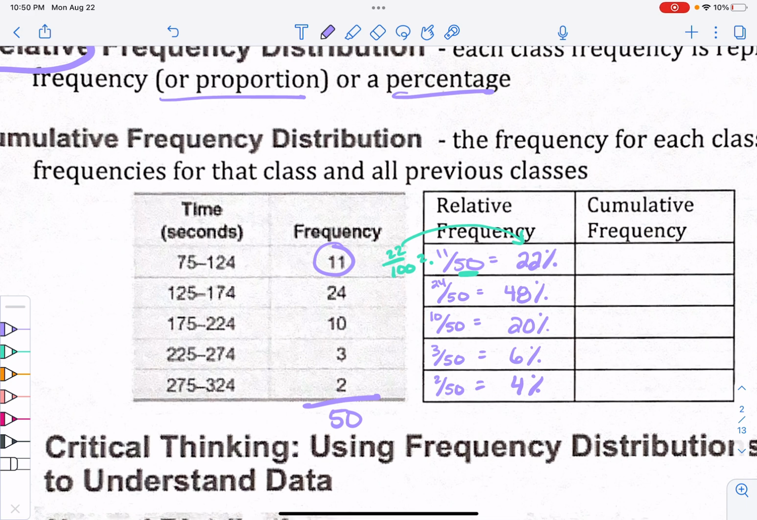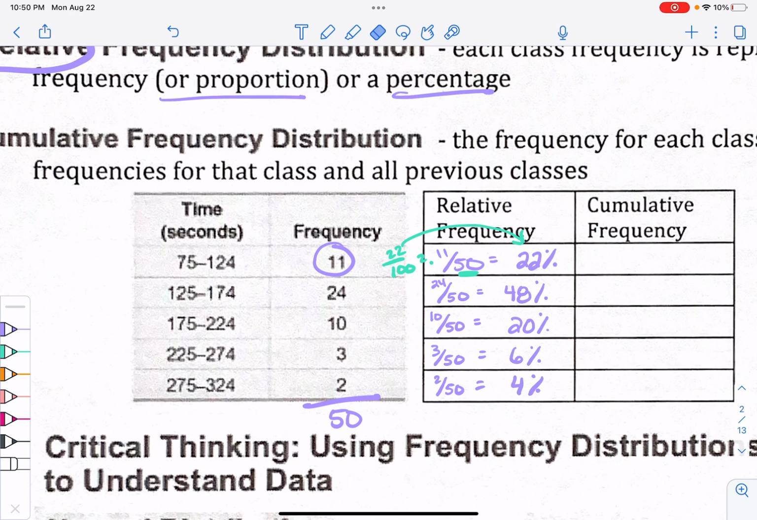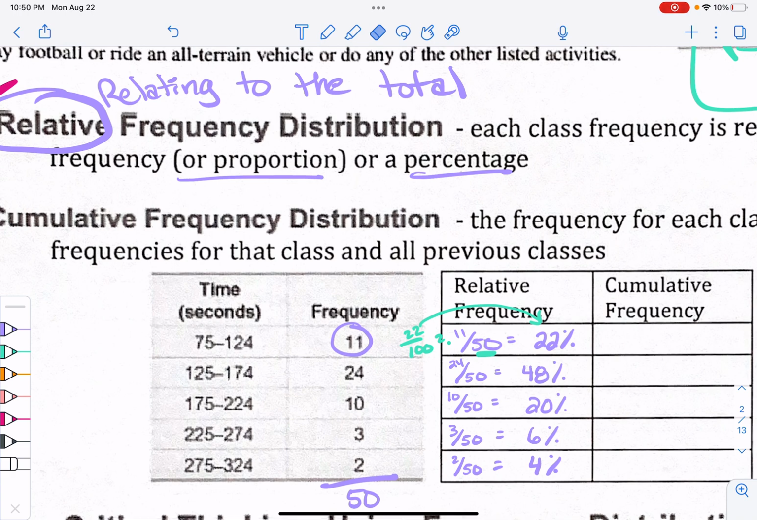Now we do that so that we can make conclusions, like saying 6% of the time I got my food in 225 seconds to 274 seconds. So about, I don't know, 4 to 5 minutes or whatever. So 6% of the time that happened. 48% of the time I got my food within that range. We do that so that we can make conclusions, and people can relate really well to percentages. So that is a relative frequency because we're relating it to the total.